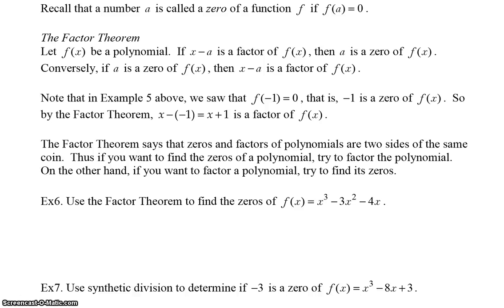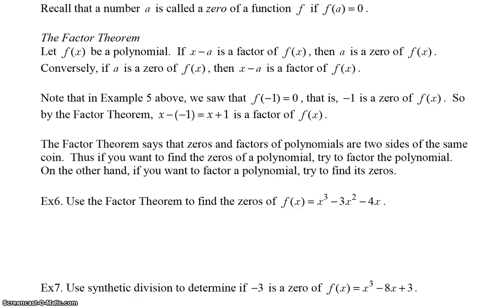So the factor theorem says that zeros and factors of polynomials are essentially two sides of the same coin. A 0 is not identical to a factor. A factor is not identical to a 0. But they are very closely connected. If you want to find the zeros of a polynomial, try to factor the polynomial. On the other hand, if you want to factor a polynomial, then find its zeros.